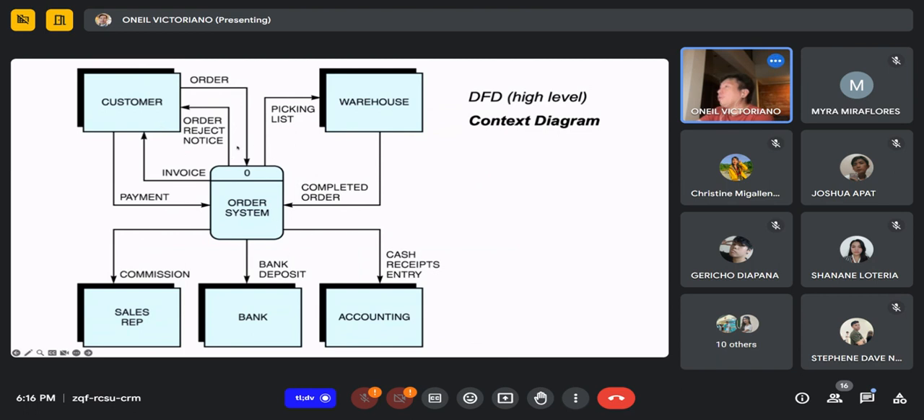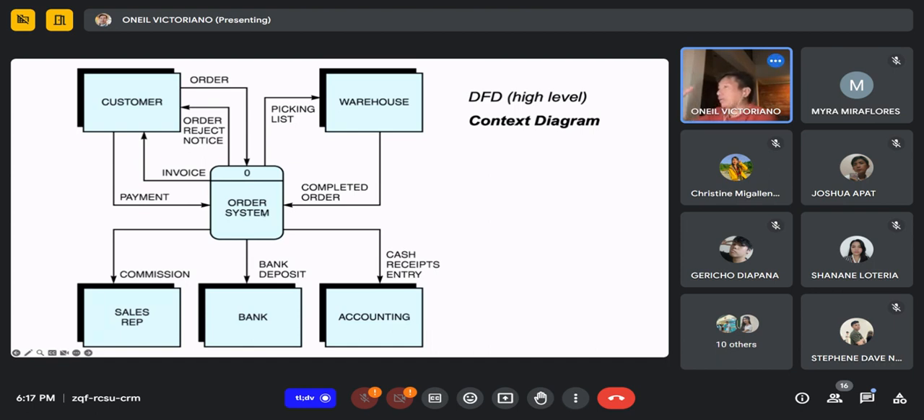It depicts the name of the subsystem and different external entities. And if you try to notice, these arrows were actually data. For example, from customers, it will give orders, and the order system will give an order rejected notice. It might produce an invoice, and the customers would have payment. So all of these are actually data that is flowing inside the order system.